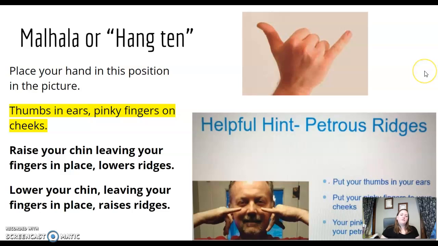Malhala or hang 10, if you remember, this is how I determine if the Petrus ridges are in the right location. And this is from lab, so stick your thumbs in your ears, pinkies in front of your eyes, and if your Petrus ridges are here, and that's where you want them to be, then you stay still. If the Petrus ridges are too high and you want to lower them, you raise the head. If the Petrus ridges are too low and you want to raise them, you drop the chin. That's your trick.